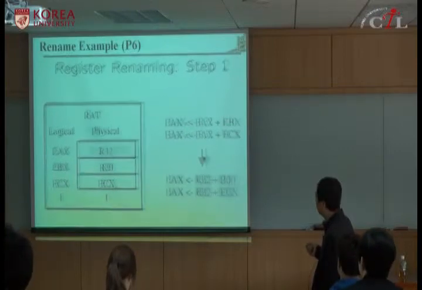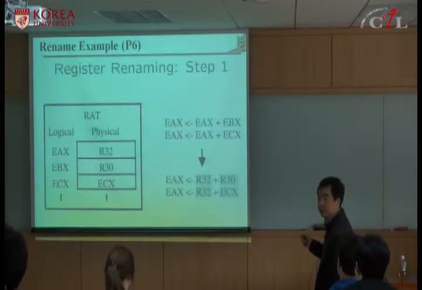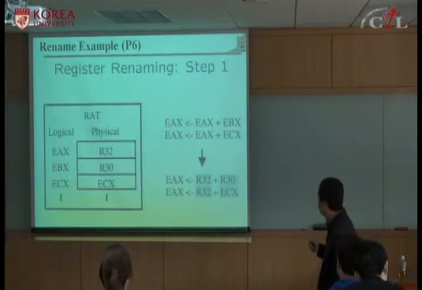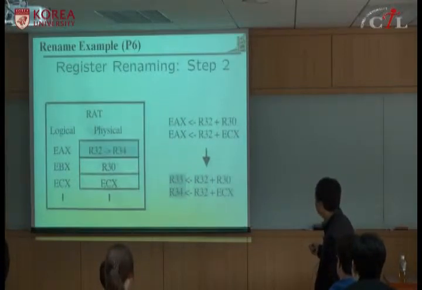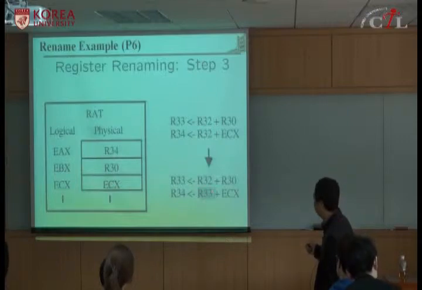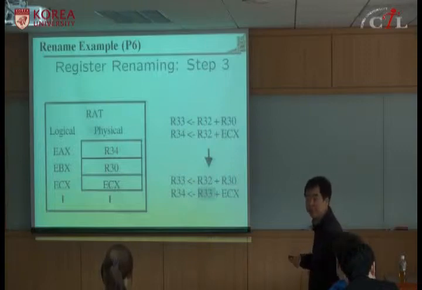If you look at the original instructions, among the two instructions, both EAX reflect R32 from the map table, but you allocate R33, R34, and this should not be R32, which is the previous value. This is correct, but this should be this one, right, because of this dependence. So you need to update this one with R33. This is map modification based on this true dependence checking.